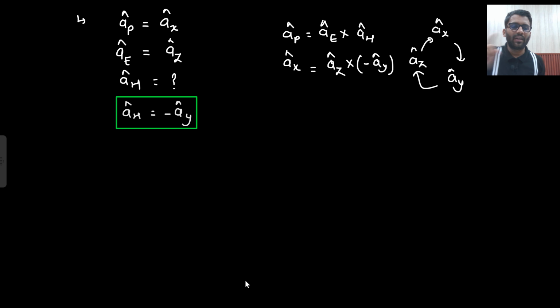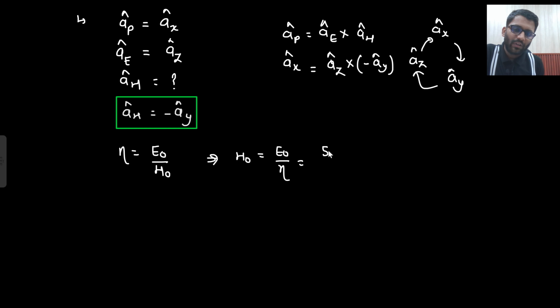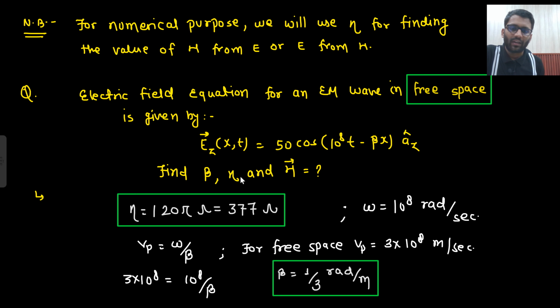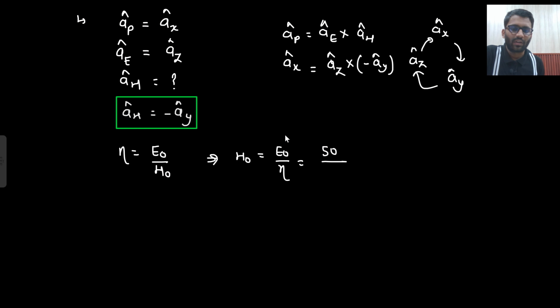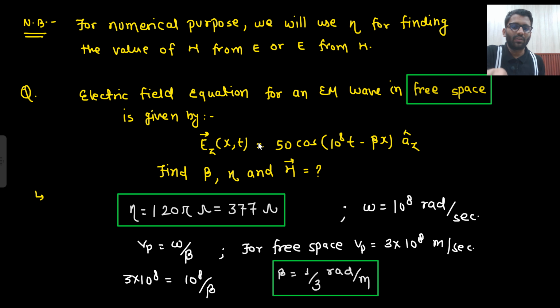Now I need to find the magnitude of H naught as well. So what do I know? Eta is equal to E naught by H naught. So H naught will be equal to E naught by eta. E naught value is 50, okay, and eta value is 125. So this is the value of H naught. You have the value of H naught, cos is there, same expression will be there, 10 to the power 8 t minus beta z, beta value is also there.